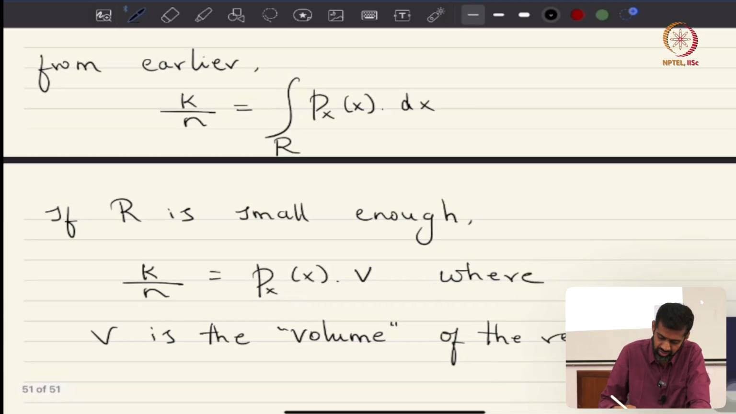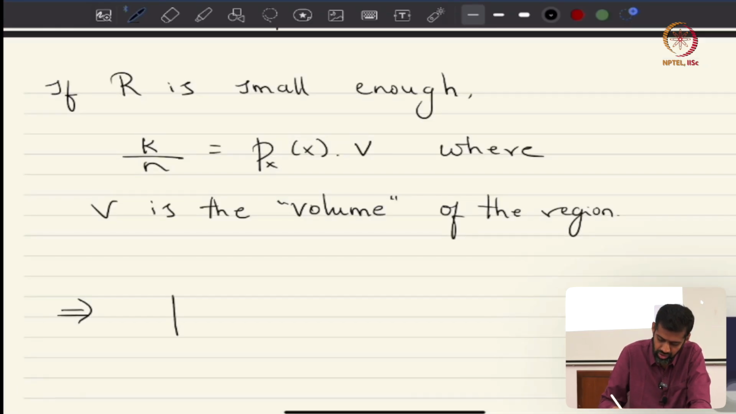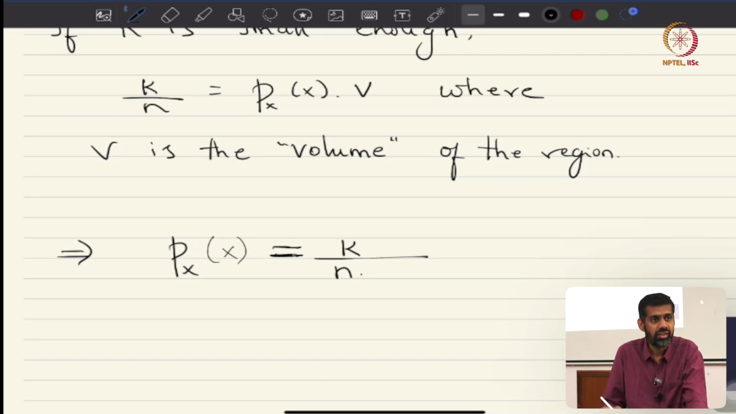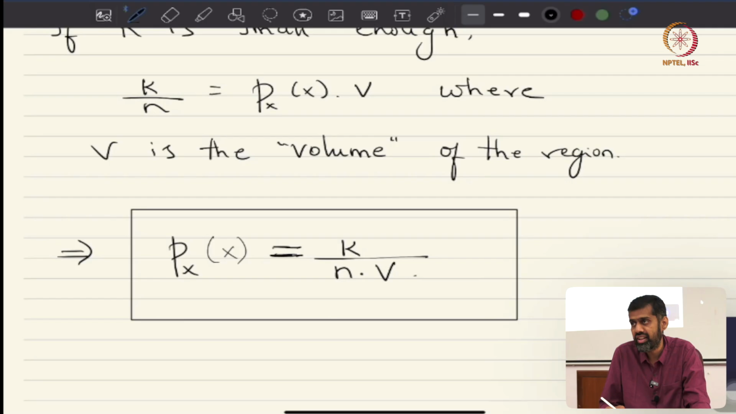That implies the estimate of the density function at that particular point is now given by k upon n times V. So this is the primitive estimate for the density in a non-parametric form. Actually, you have known this since your high school. Can somebody guess what this is? This is the histogram.